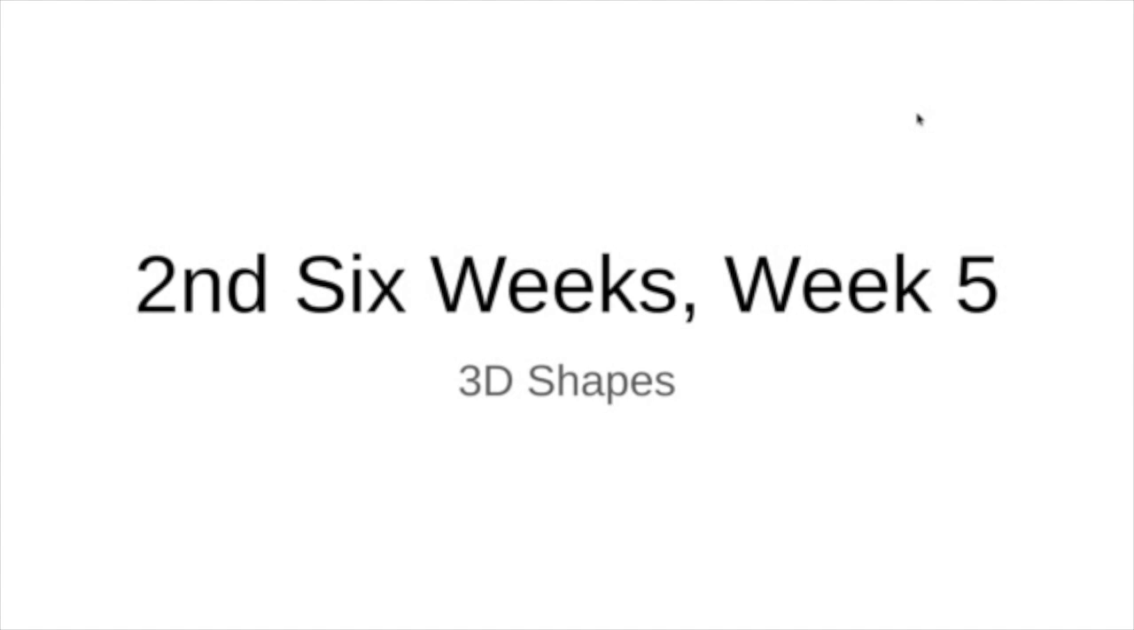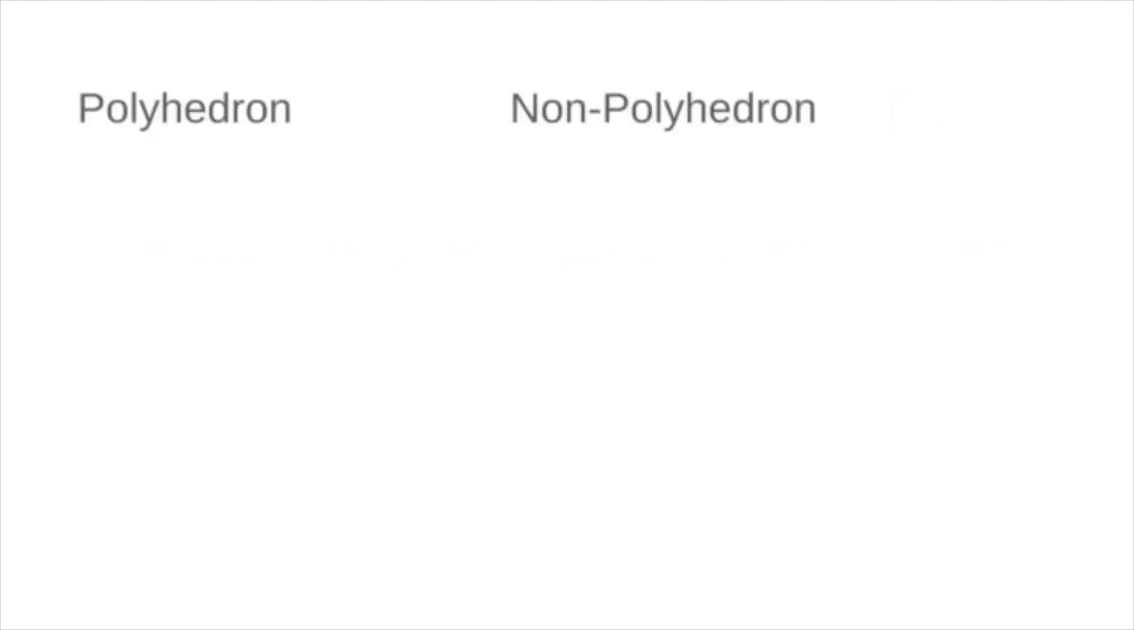3D shapes is like 2D shapes in that it has a lot of vocabulary that the children have to know. Some of the vocabulary crosses over from 2D shapes to 3D shapes, so it's something that they're already familiar with. All right, the first set of vocabulary words we're going to talk about is polyhedron and non-polyhedron. This is how you categorize 3D shapes.